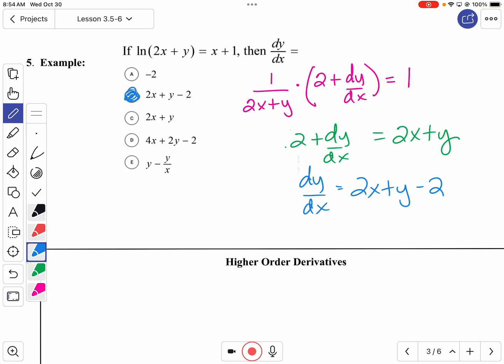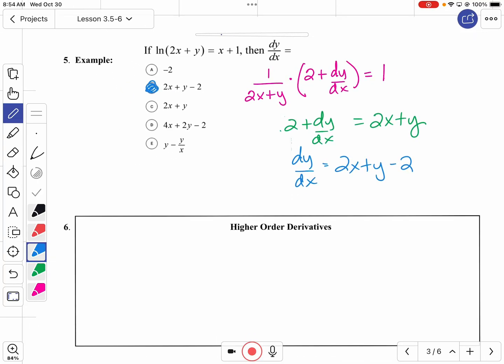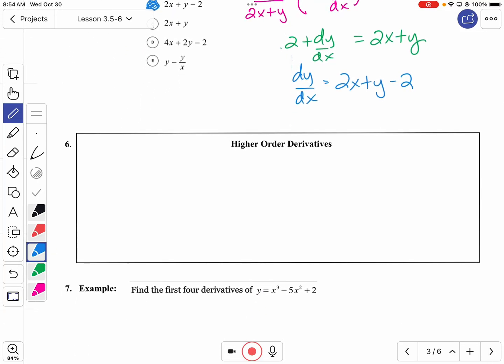Okay, so a little implicit there with the chain rule and all the good things. So none of that's going away. All right. So let's jump into higher order derivatives. That's the last kind of new thing.